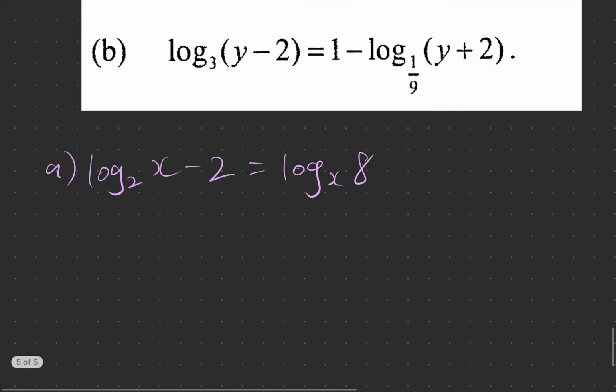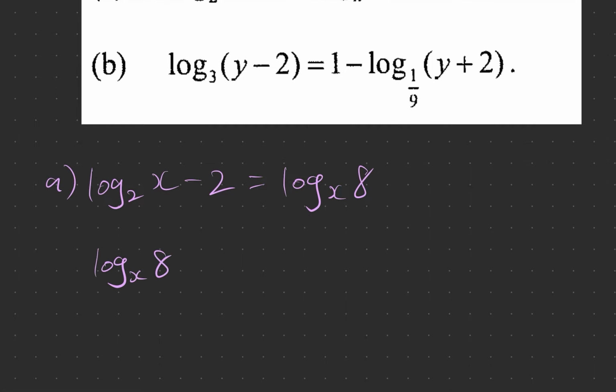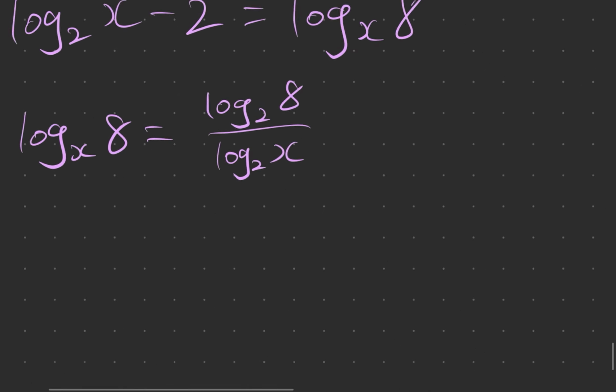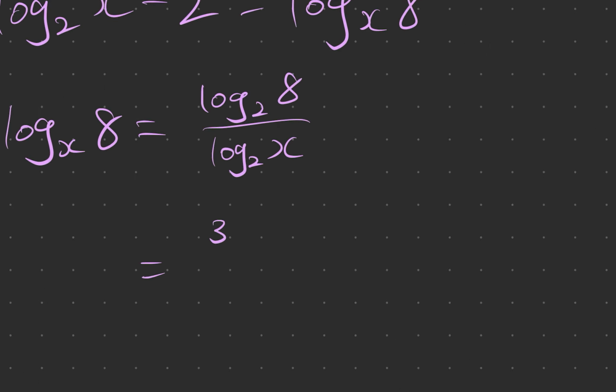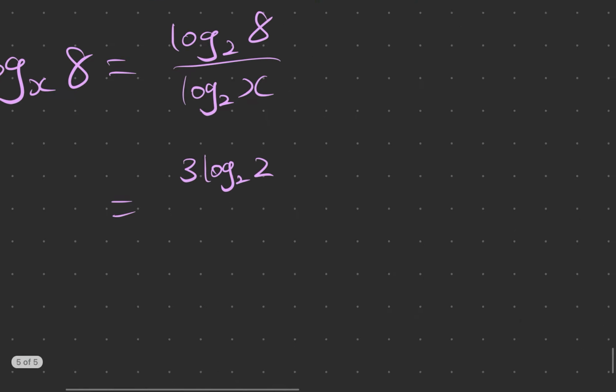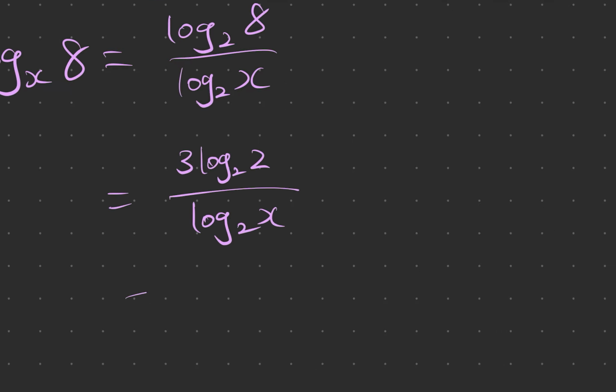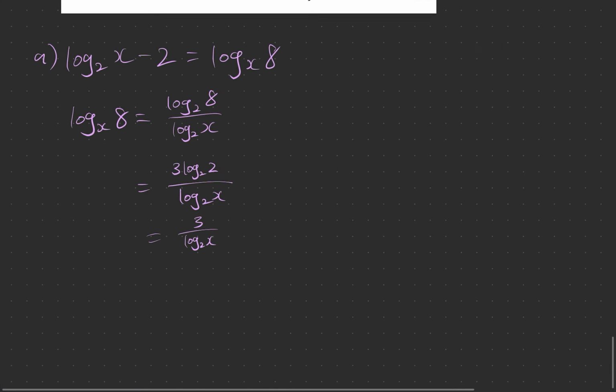What I'm going to do is try to make the base for the logarithm 2. So focus on this one first, the 8 side. This will equal log base 2 of 8 over log base 2 of x, and that'll give me 3 over log base 2 of x. So I'm going to write that down: log base 2 of x minus 2 equals 3 over log base 2 of x.